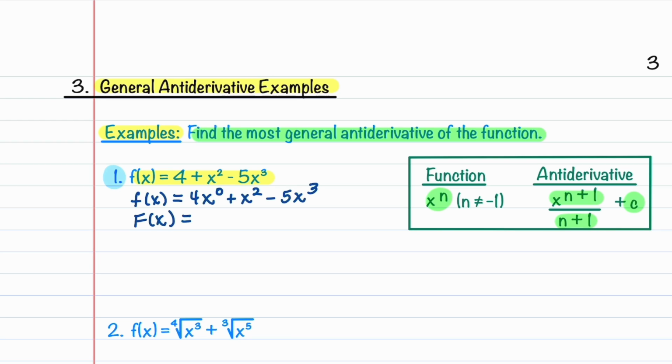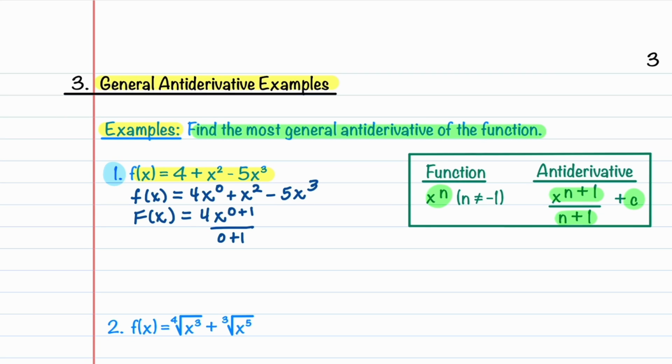So we're going to say capital F of x is equal to 4 x to the 0, and then we're going to add 1 to our exponent and divide by that exponent. Now let's do the same thing to the next term. This is x to the 2 plus 1, all divided by 2 plus 1, and then we have minus 5x to the 3 plus 1, all divided by 3 plus 1, and then we have to add a plus c.